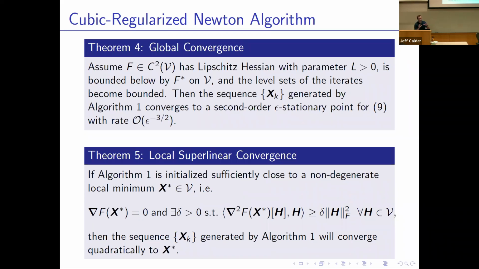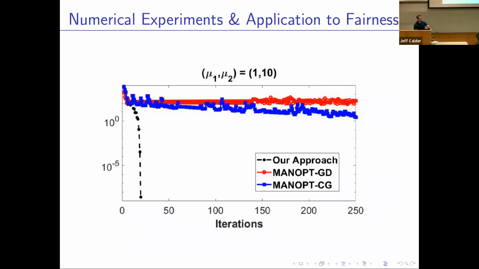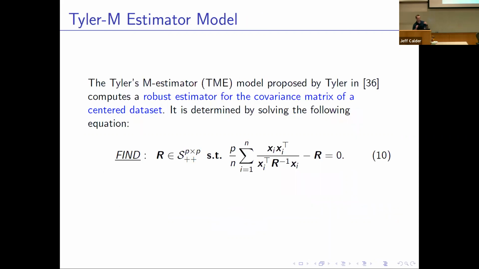This is cubic-regularized Newton, and this is what we're going to apply to solve our model. But now I want to get into the numerical experiments in the last 20 minutes or so. What we're going to look at is an application for robust covariance matrix estimation. This was actually the impetus for this study to begin with.